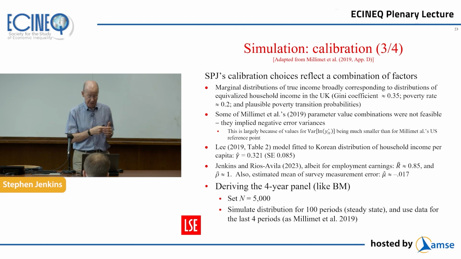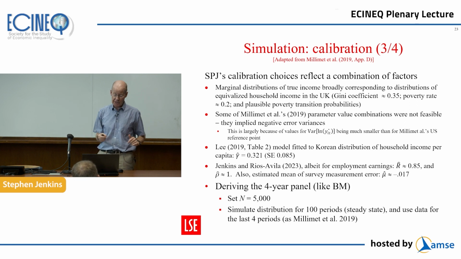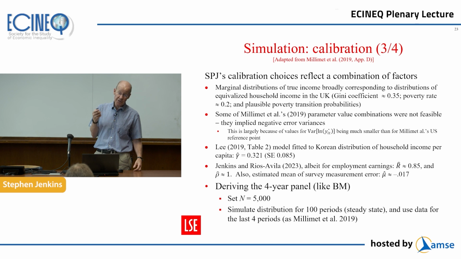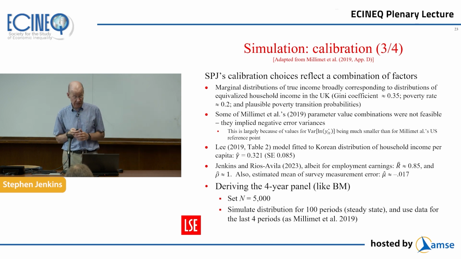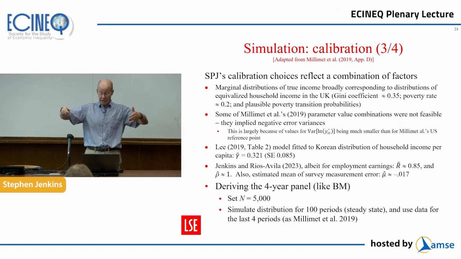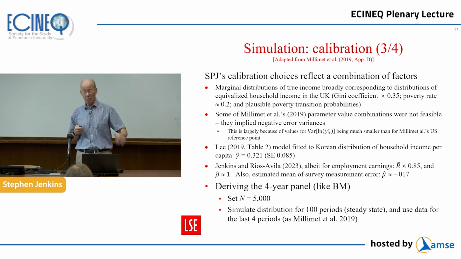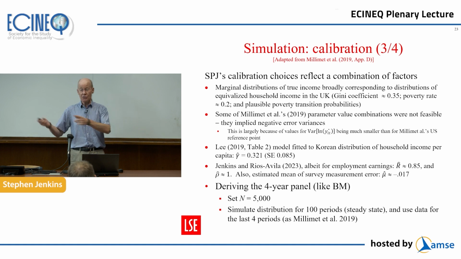Some of Millimet's choices weren't feasible in the UK given those constraints that I'm talking about. As it happens, some of the numbers that I'm choosing, and Millimet was using, also correspond to numbers in the Lee and colleagues' papers, and happily also correspond to some of the stuff that Fernando Rios-Avila and I were getting for employment earnings in the UK. So now, we want a 4-wave panel to set it up like BM. We set 5,000 households, because that's basically what these household panels have. Because we want a steady state, you simulate dynamic processes for 100 periods, and then use the data for the last 4 periods to ensure that you're in the steady state.